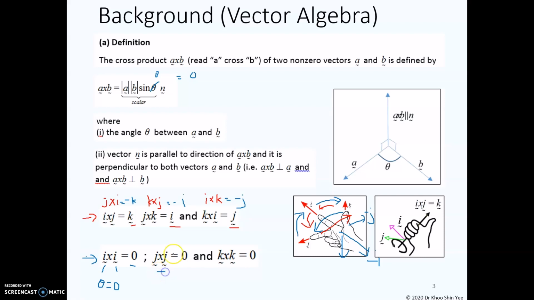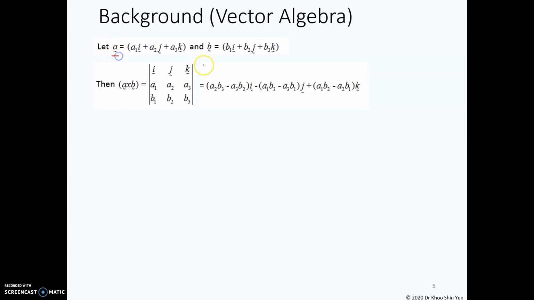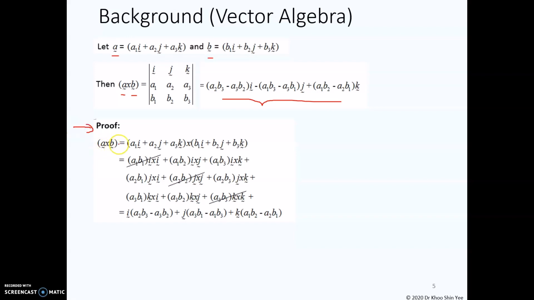Therefore, J cross J, K cross K, B cross B, or A cross A will be equal to 0. This is because all of them are in the same direction. If you have two vectors A and B and take the vector A cross with B, we can use the determinant method and you should be able to obtain this answer. This is the proof for the A cross B product.